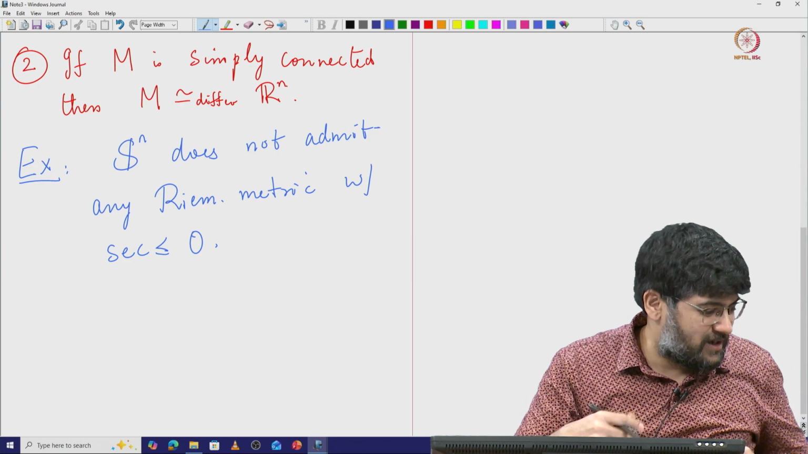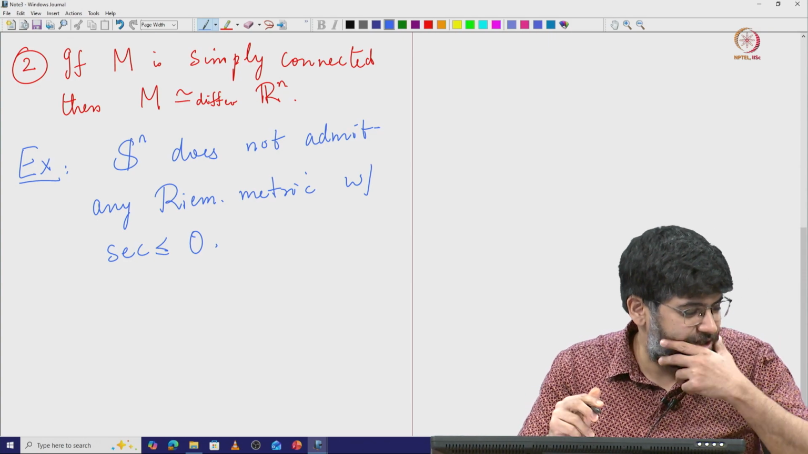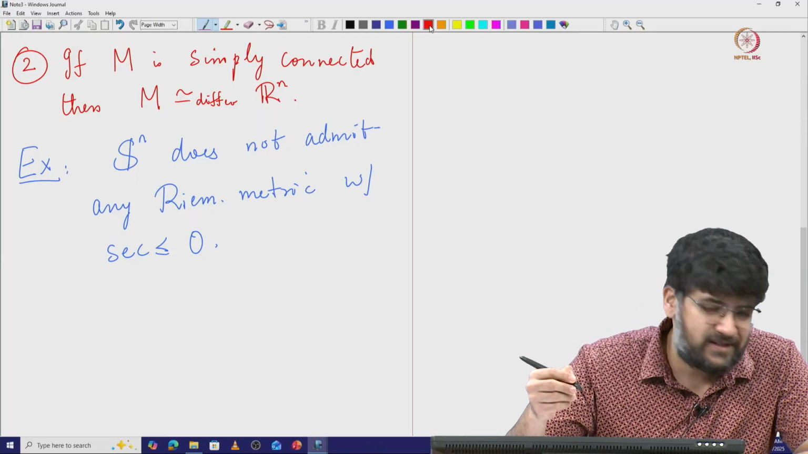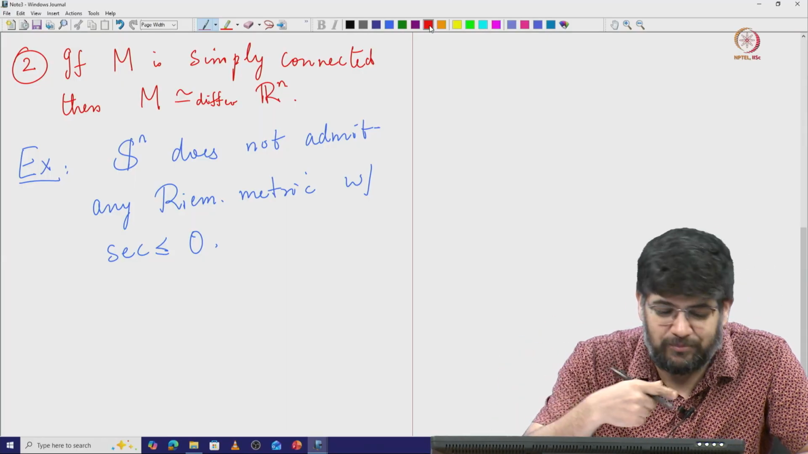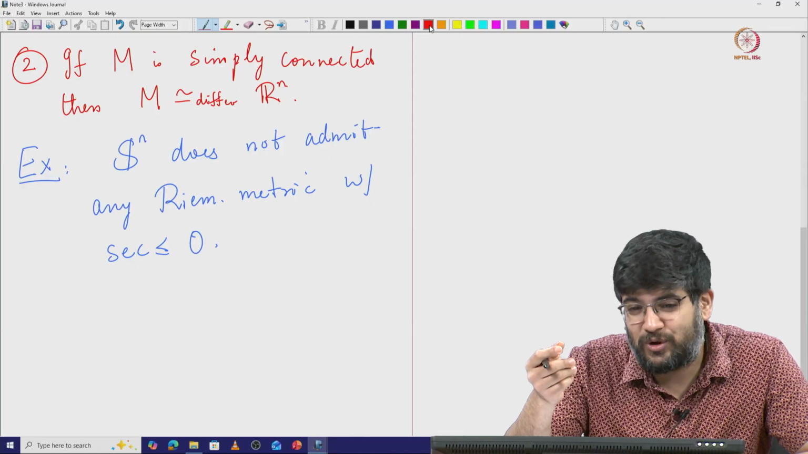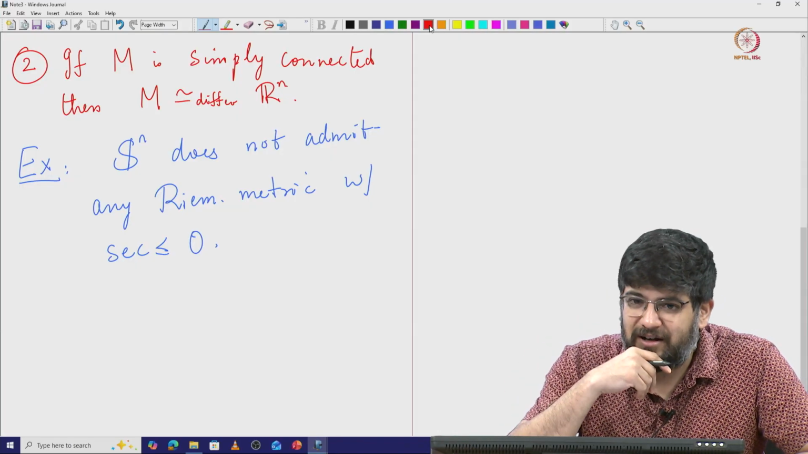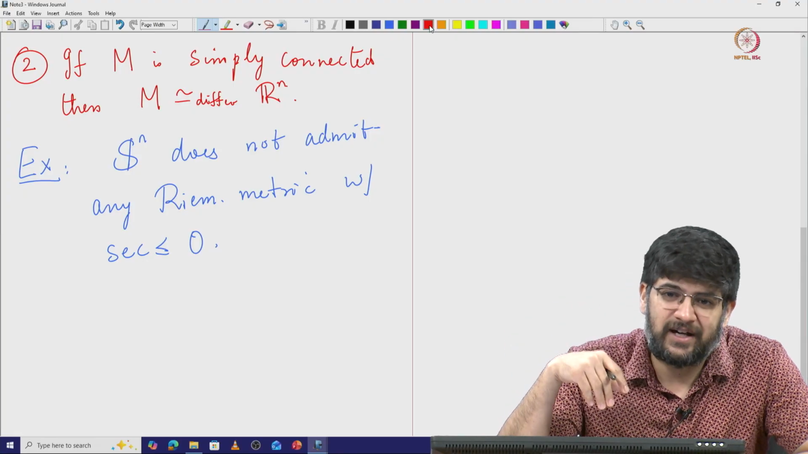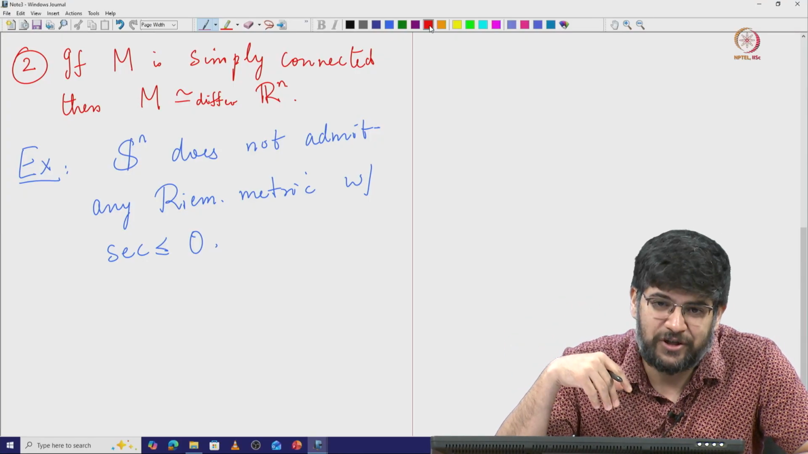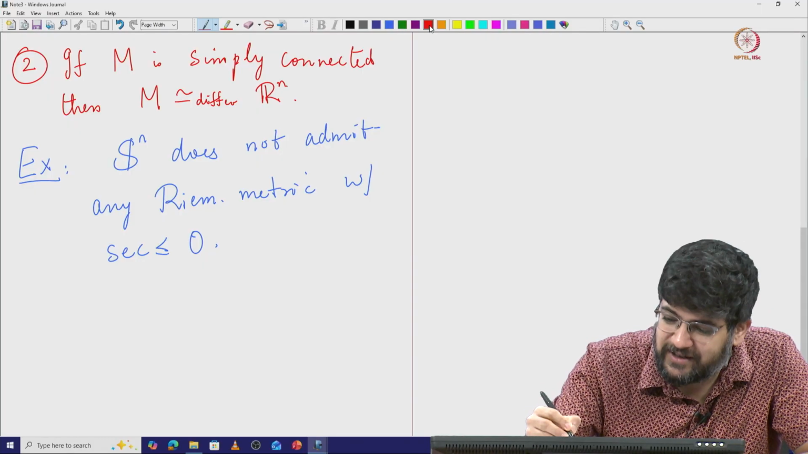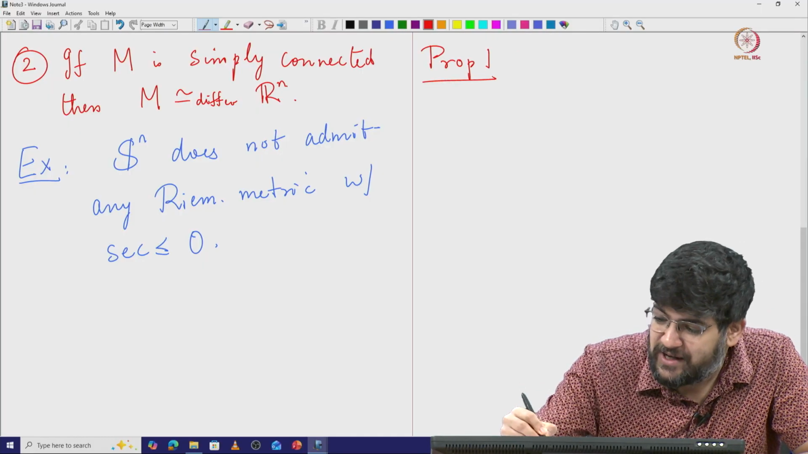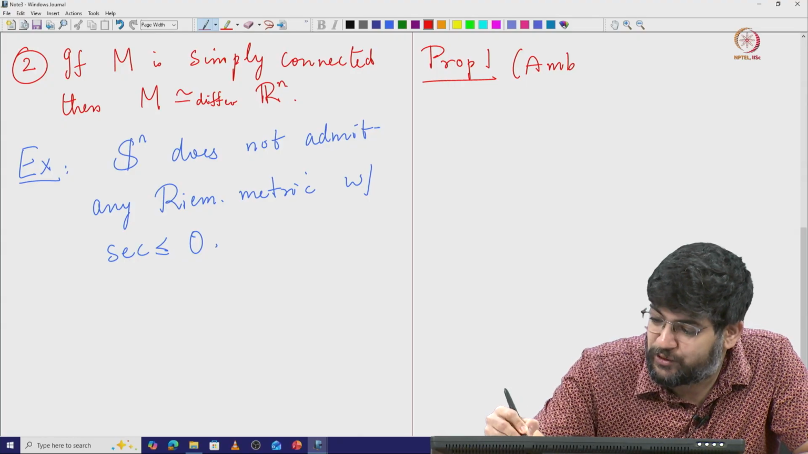Okay, so how do you prove this theorem? There are actually two key ingredients. I will prove one of them and assume the second one, and then proceed to prove Cartan-Hadamard, and in the next lecture I will actually prove this other ingredient. Okay, so the first ingredient, which I will call proposition 1, is this little observation due to Ambrose.